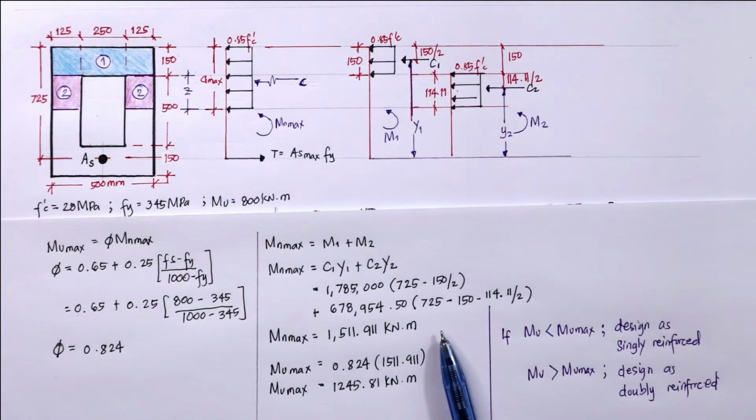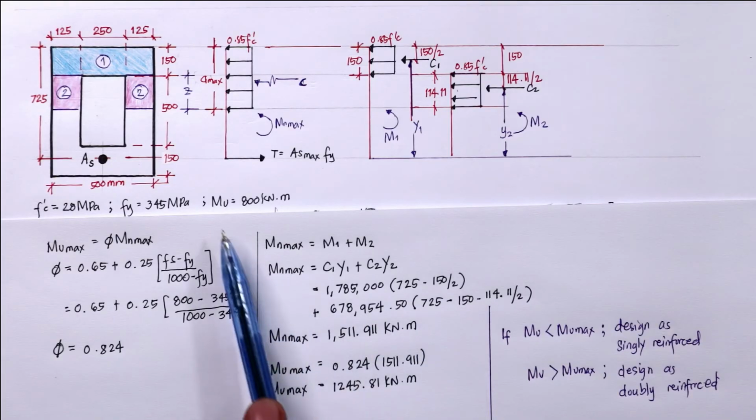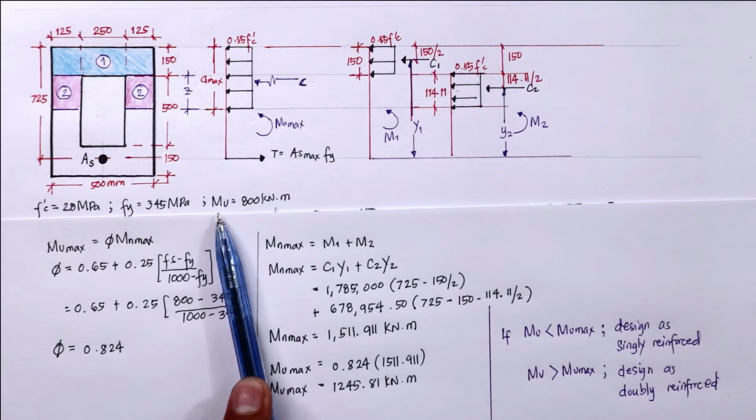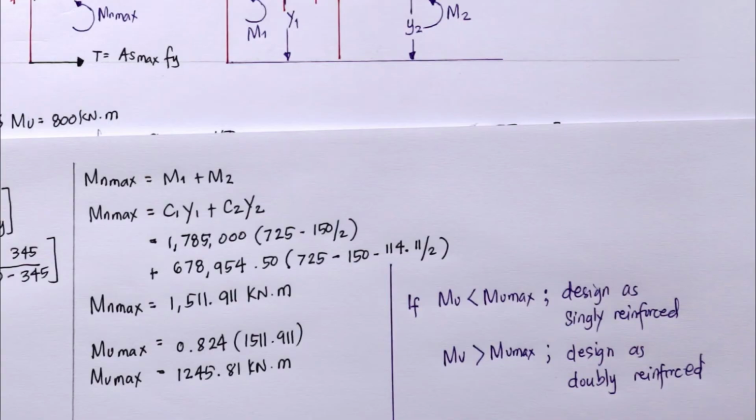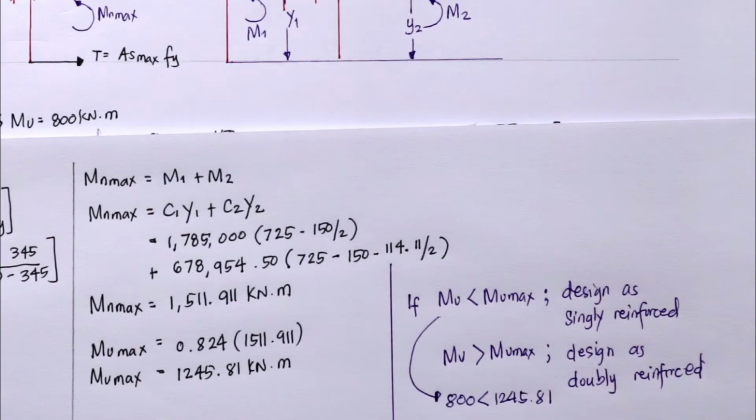Para malaman kung i-design ba yung beam as singly or doubly reinforced, i-compare lang natin yung value ng Mu or yung moment capacity which is 800 kN meter sa value ng Mu max na nakuha natin. Since the value of Mu is less than Mu max, dito tayo papasok sa kategorya na to. Kaya i-design natin yung beam as singly reinforced.